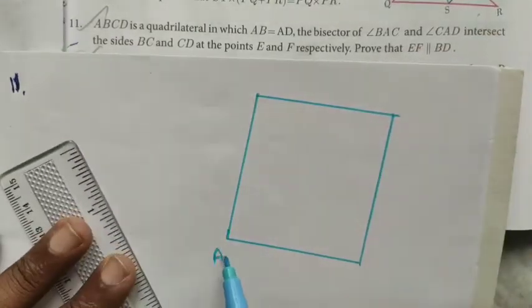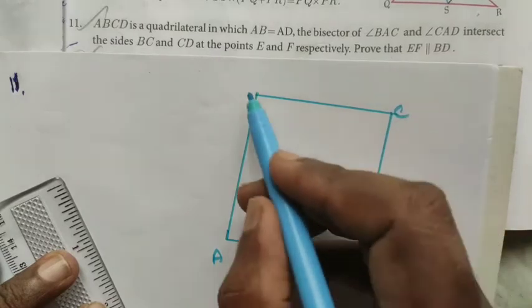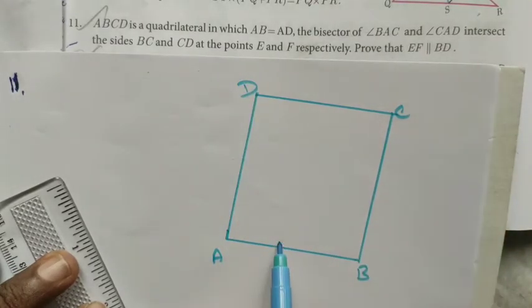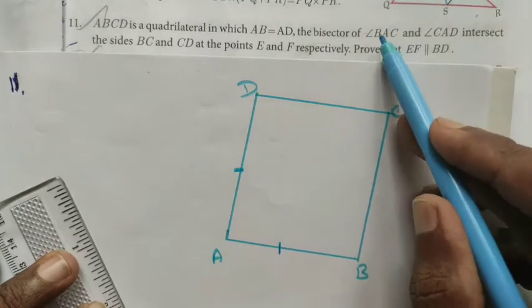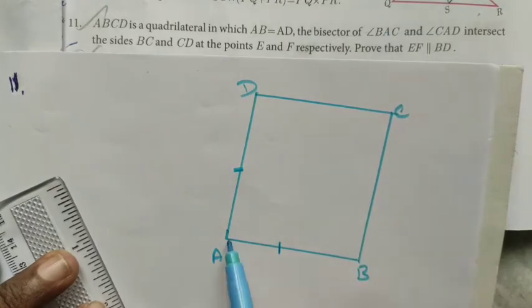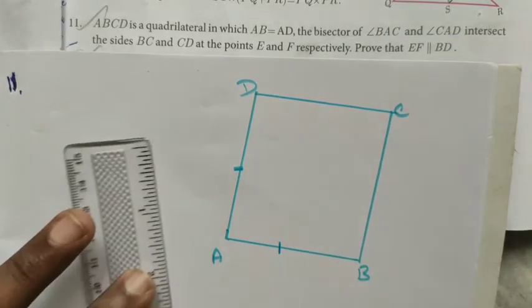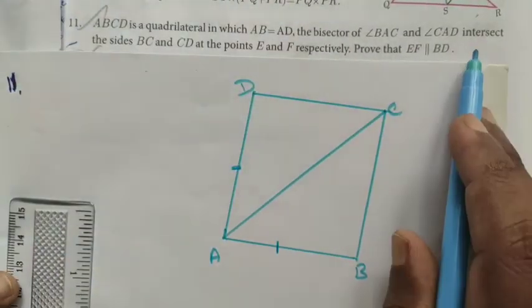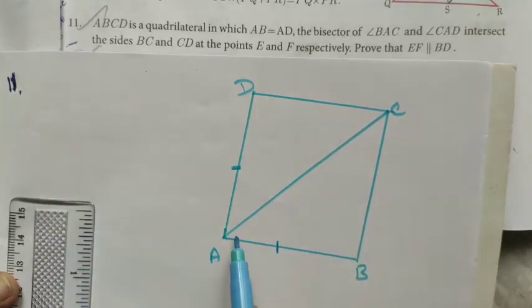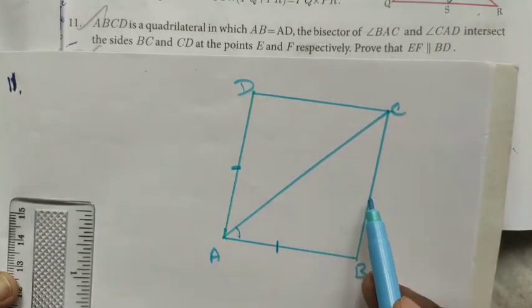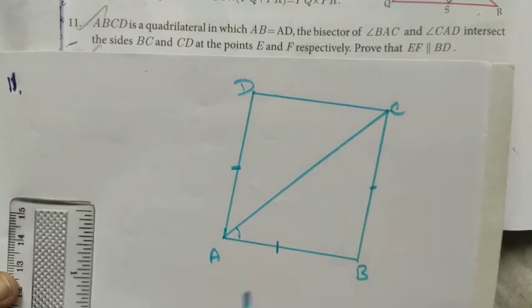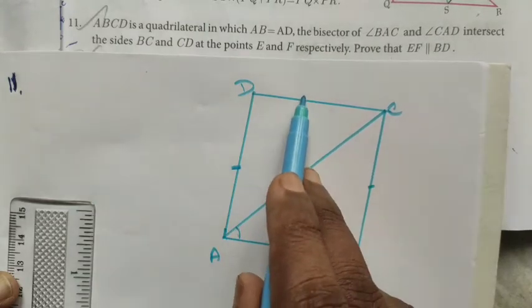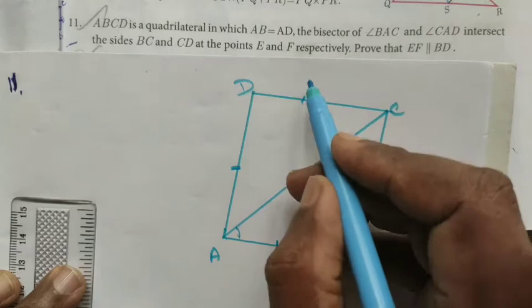So let me take this as the quadrilateral ABCD, the four-sided enclosed figure, and the side AB is equal to the side AD. That is the condition given. And then angle BAC and CAD. So we have the diagonal here, right? The bisector of angle BAC intersects the side BC at E, and the bisector of angle CAD intersects the side CD at F. This is E, this is F.